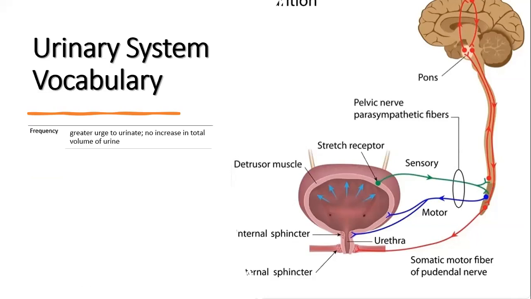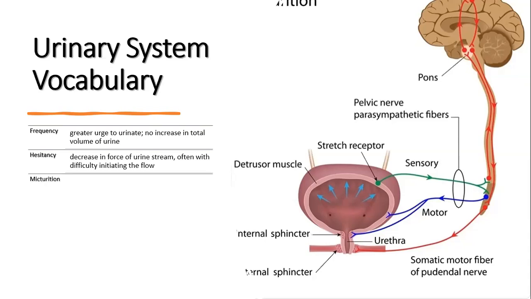Frequency means a greater urge to urinate with no increase in total volume of urine; the person goes to the toilet many times. Hesitancy is decreased force of the urine stream, often with difficulty initiating the flow, and sometimes he goes without urinating. Micturition, another term for urination.